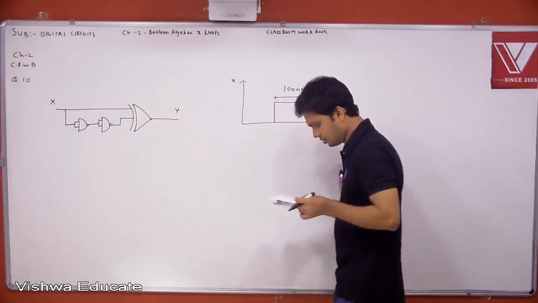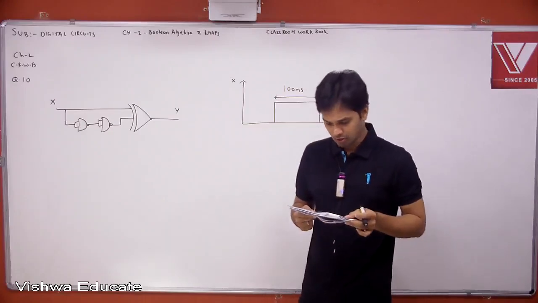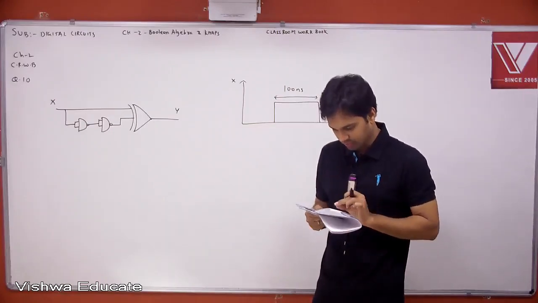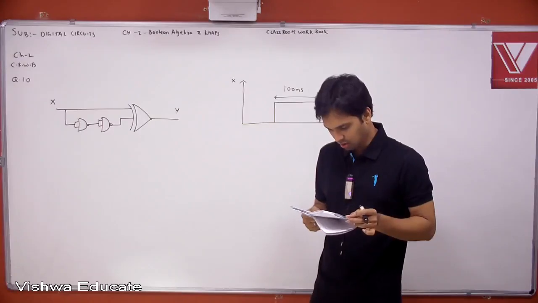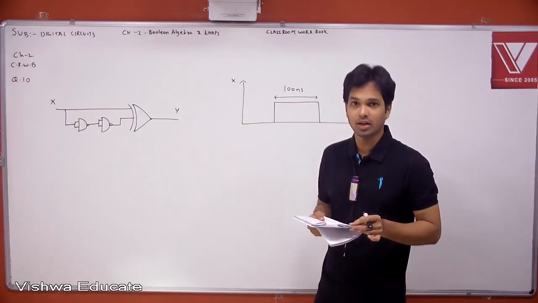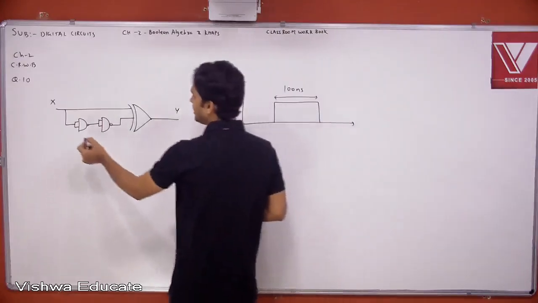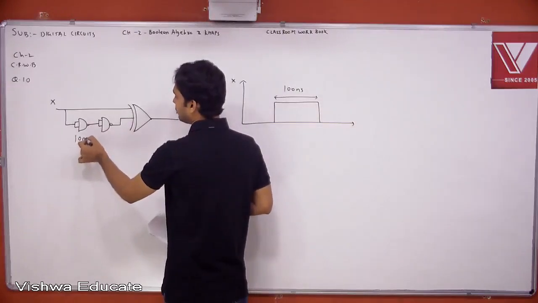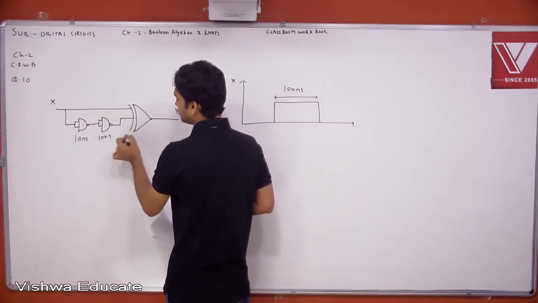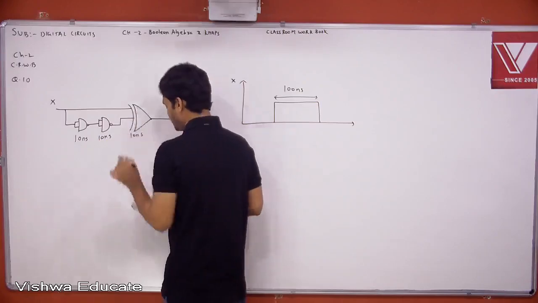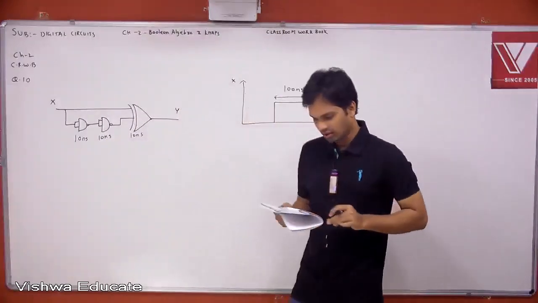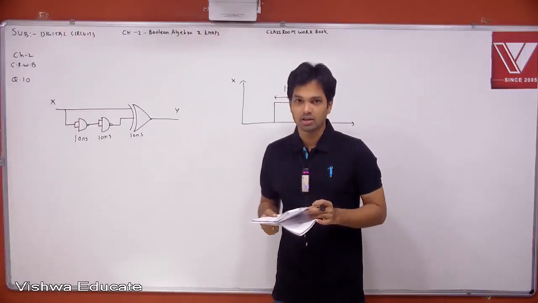Right. The TTL circuit shown in the figure is fed with the waveform shown in the figure. All the gates have equal propagation delay of 10 nanoseconds. So each gate is having a delay of 10 nanoseconds. He has given X, he is asking for the Y output of the circuit. Let us plot it.